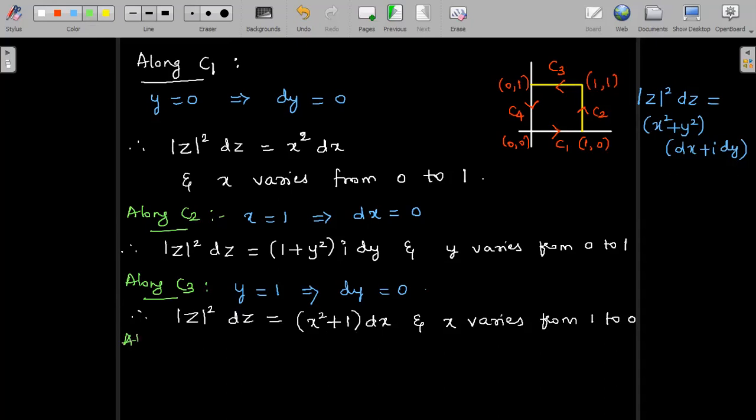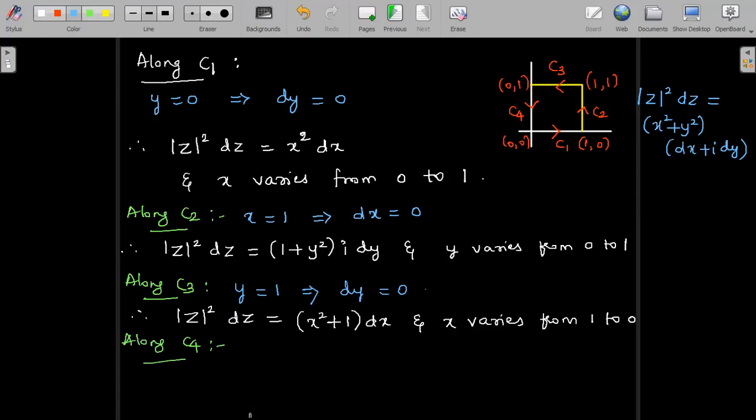There were 4 line segments, so I have to do this for all the 4 line segments. So along C4, we have to write down now. Again, looking into the C4 curve, we are traversing from R to O, or we are traversing from (0, 1) to (0, 0), looking at the arrow. So the line equation of this line is x is equal to 0. We observe x is equal to 0 is constant here, and y varies. y varies from 1 to 0.